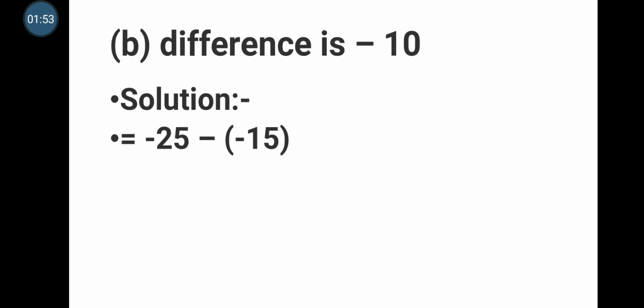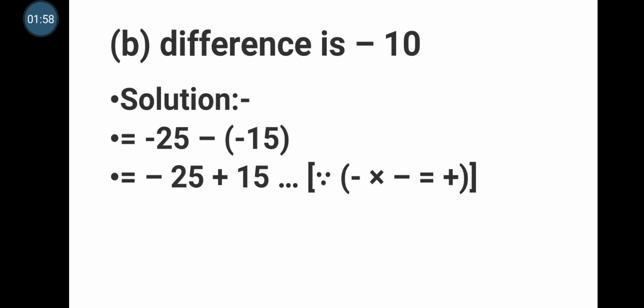So minus of minus, you have minus into minus, that means you will get plus. So minus 25 plus 15. I already told in the previous video, when you have one number positive and one number negative, you have to subtract the numbers. From the greater number, you subtract the smaller number. So 25 minus 15 is 10. Then put the sign of the greater number. Greater number 25 is having minus sign, so the result will also have minus 10.